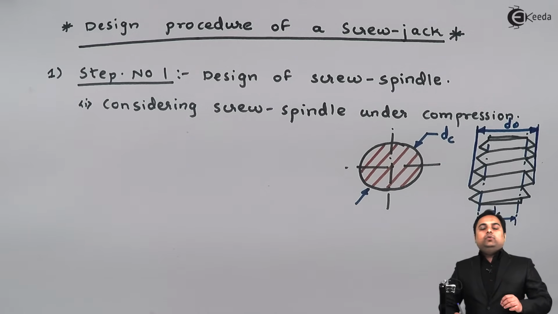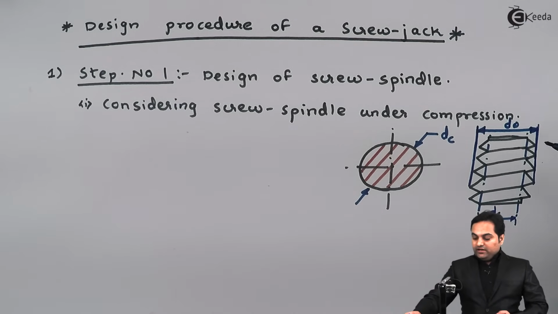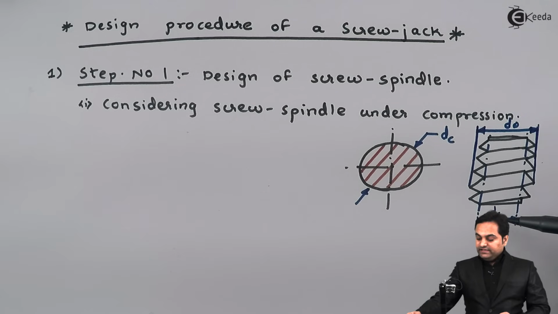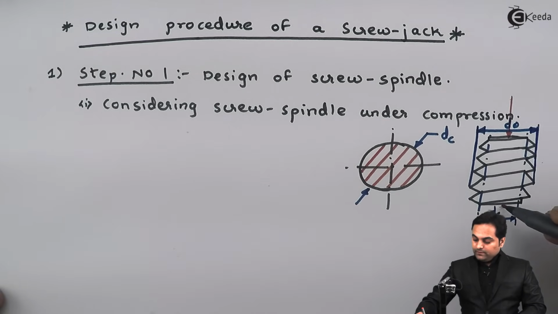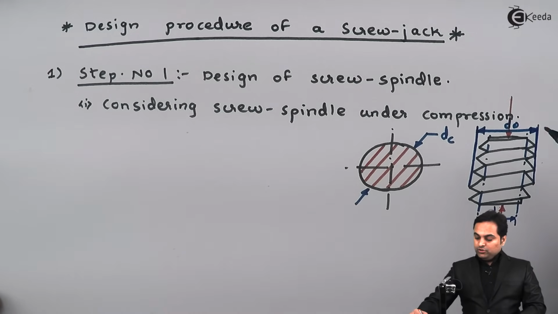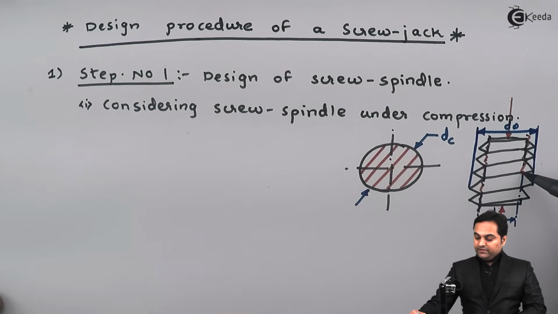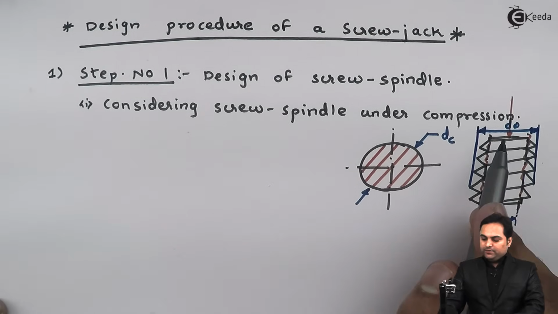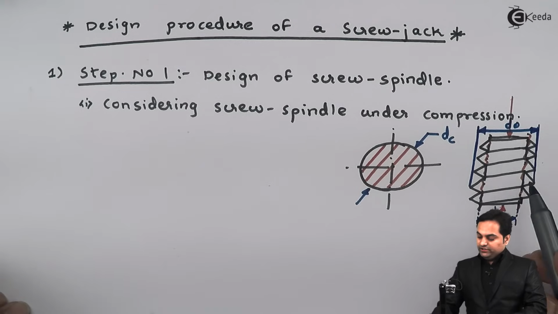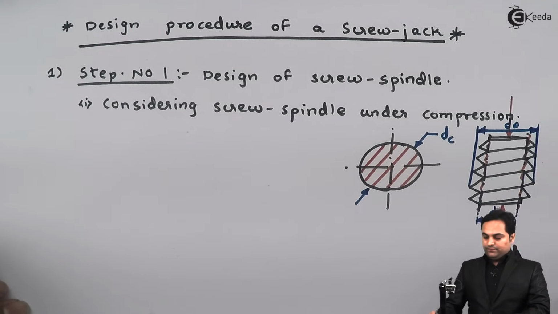So failure will always start at the minimum diameter. Now if I compare DO and DC, DC is the minimum diameter, and when the screw is subjected to compression from both sides, there is a compressive load. Because of this compressive load, there are chances of this screw breaking along its minimum diameter DC. It will break here. So, considering the screw spindle under compression, it will fail along its thread at the minimum diameter, which is DC. So this is the resisting area.